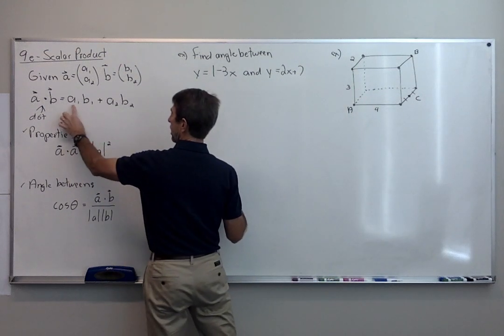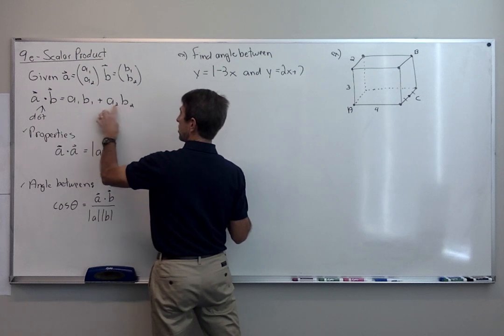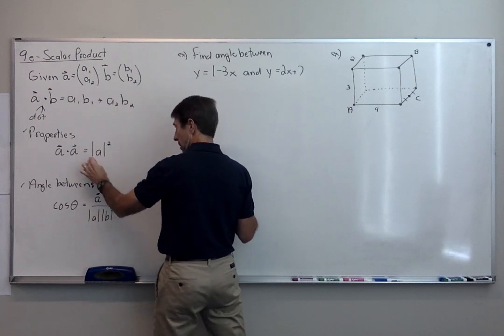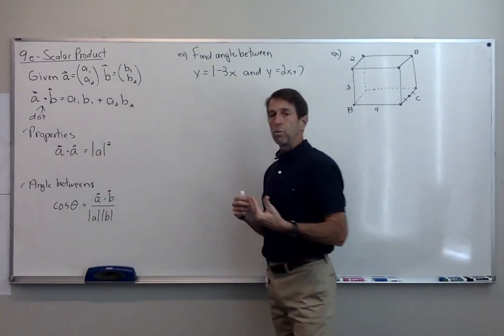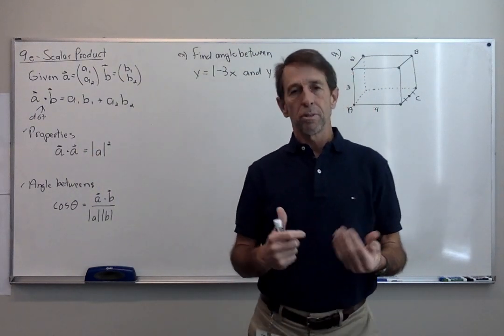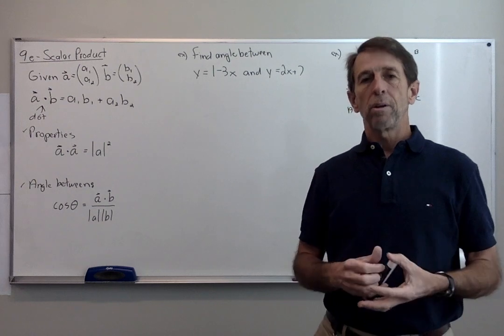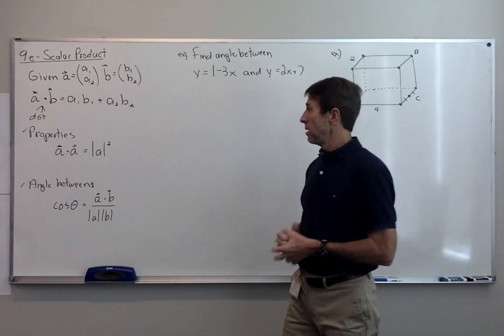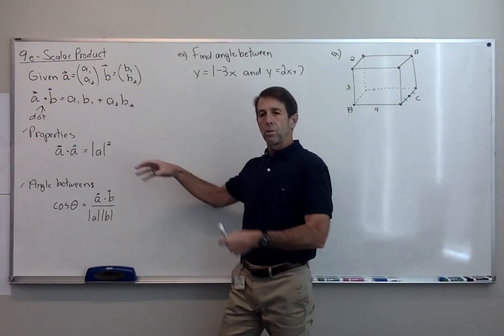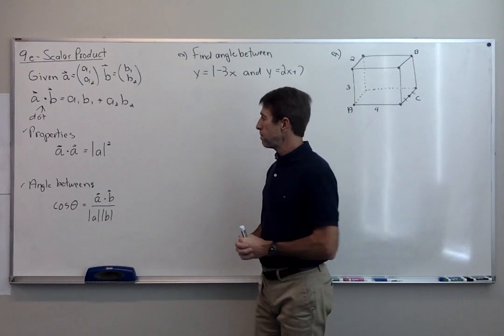Because if both of these were A1 and both of these were A2, it would be A1 squared plus A2 squared. The magnitude is the square root of A1 squared plus A2 squared. So if you square it, you're back to that equation. So there are some problems that ask you to manipulate some of these properties.